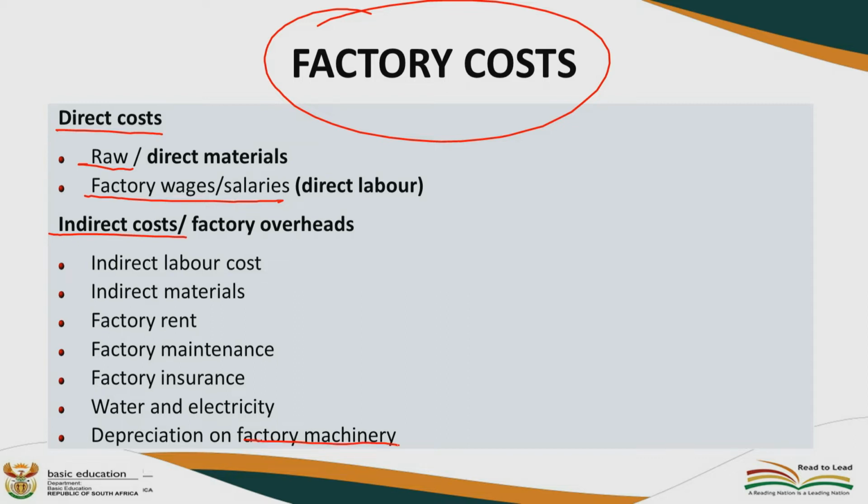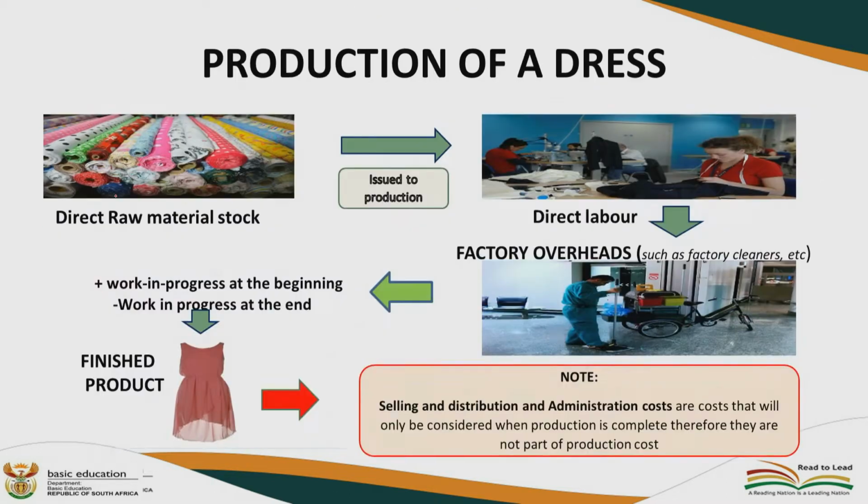Okay? So, in summary, you need to understand this. Two things. We have direct cost and we have indirect costs. All of these, when they are combined, they will make up what we call the production cost statement. All right. Now, I want you to have in your mind now the vision of us making the dress. All right? So if we want a dress, which is the finished product, there are things that need to come together. The first thing that we need to have is our raw material stock.